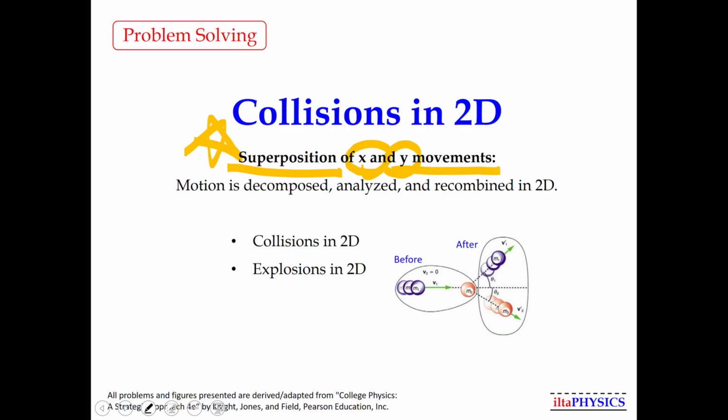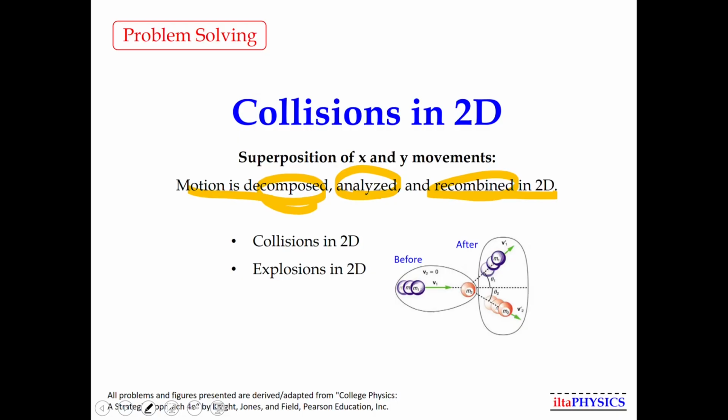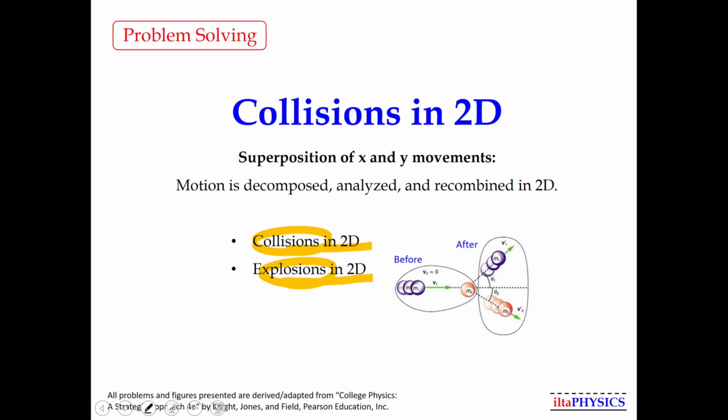This approach means we decompose the object's motion into horizontal and vertical components, analyze each one independently, and finally recombine them back into the overall motion on the plane. In today's session, we will solve problems divided into two main categories: collisions on a 2D plane and explosions on a 2D plane. Now let's briefly summarize the theoretical method for analyzing collision motion on a 2D plane.